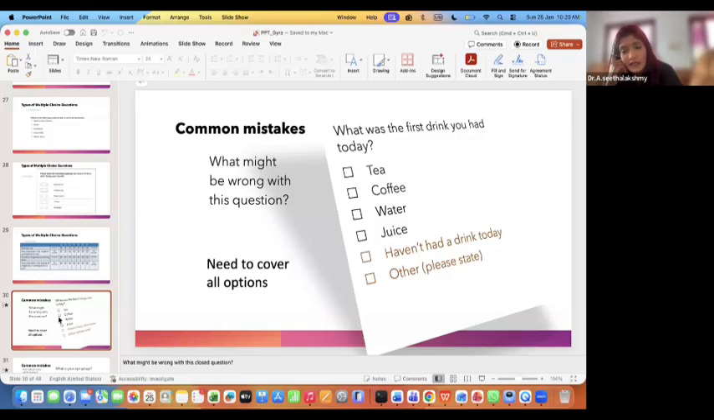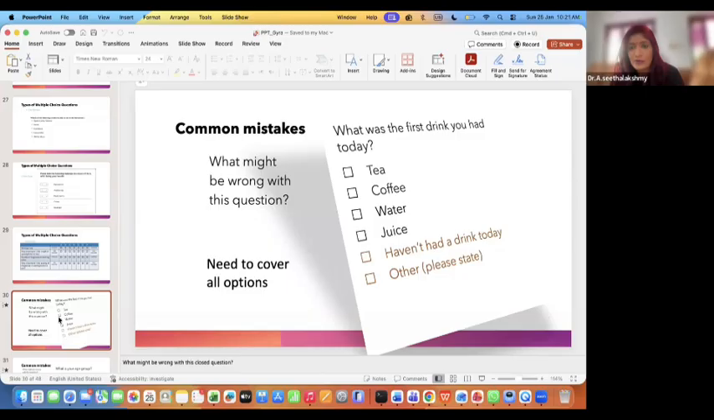And not necessarily that I need to have a drink today. Okay, so you would not have given the last two options. You would have given only the first four answers, because you believe that somebody would have something or other in the morning. So they would have at least tea, coffee, or nothing but water.